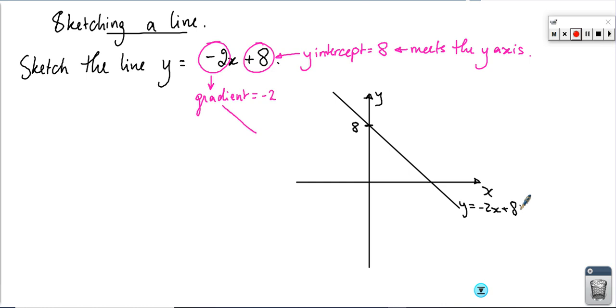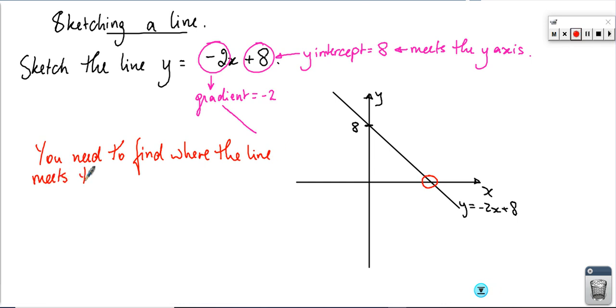There's only one thing which I need to find. The point where the line meets the x-axis. I need that coordinate. That's important. So you need to find where the line meets the x-axis.